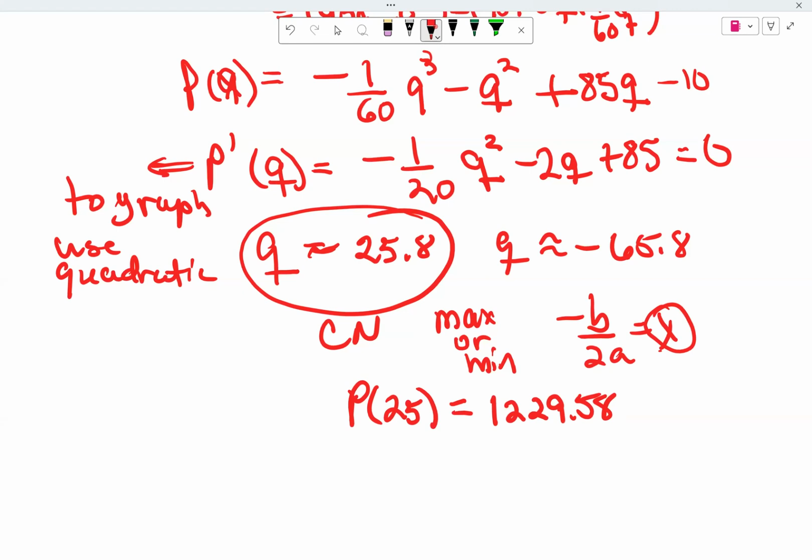You also could look at the value of P of 26. And again, I used a calculator at this point, and I got 1231.07. So it went a little bit up. So it looks like this is the max.